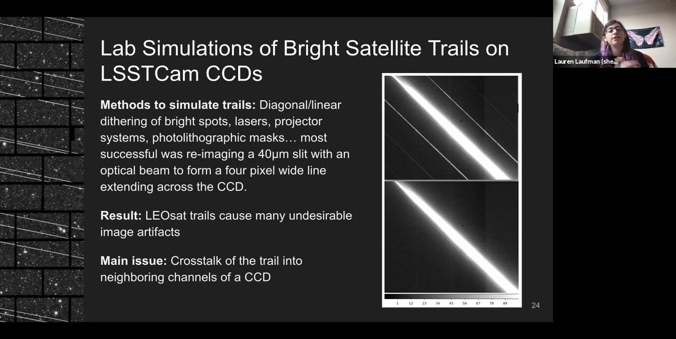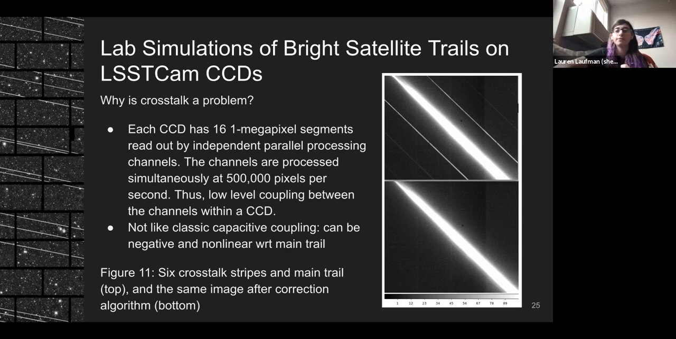What they found was that the satellite trails cause a lot of undesirable image artifacts. And specifically, there's crosstalk of the trail into neighboring channels of the CCD. So in the plot on the right, you can see the main trail going across the middle diagonal from top left to bottom right. And the other, I think you can actually see 6 other lines of crosstalk. So it means the actual physical cables are interfering with each other.